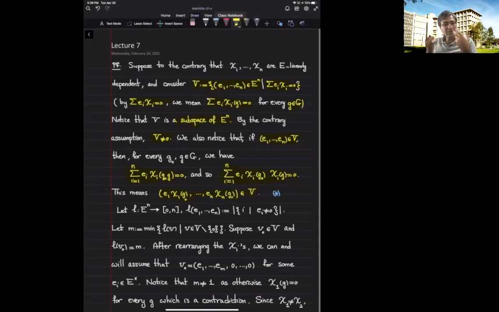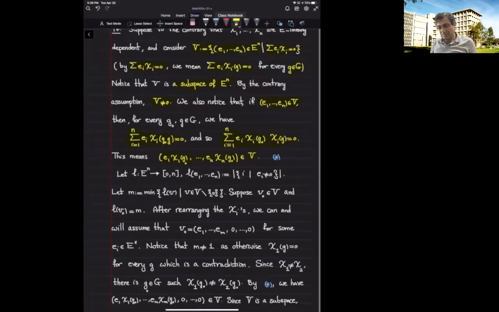I'm kind of giving you a new action of the group G on this vector space V. The new action, when I want to apply the element g_0 on the vector (e_1, ..., e_n), multiplies the first component by chi_1 of g_0, the second component by chi_2 of g_0, and so on. Okay, so I'm giving you this new action. And we notice that the number of non-zero components doesn't change as I apply g_0 to the vector (e_1, ..., e_n).